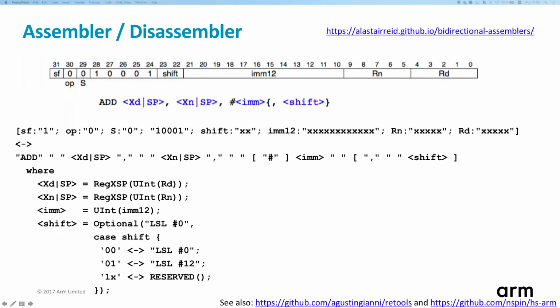It's actually possible to run it in reverse and use it as an assembler. You basically run the code from bottom to top, and you can turn strings into binary instructions. And we'll see more of this running things in reverse in a few slides' time.